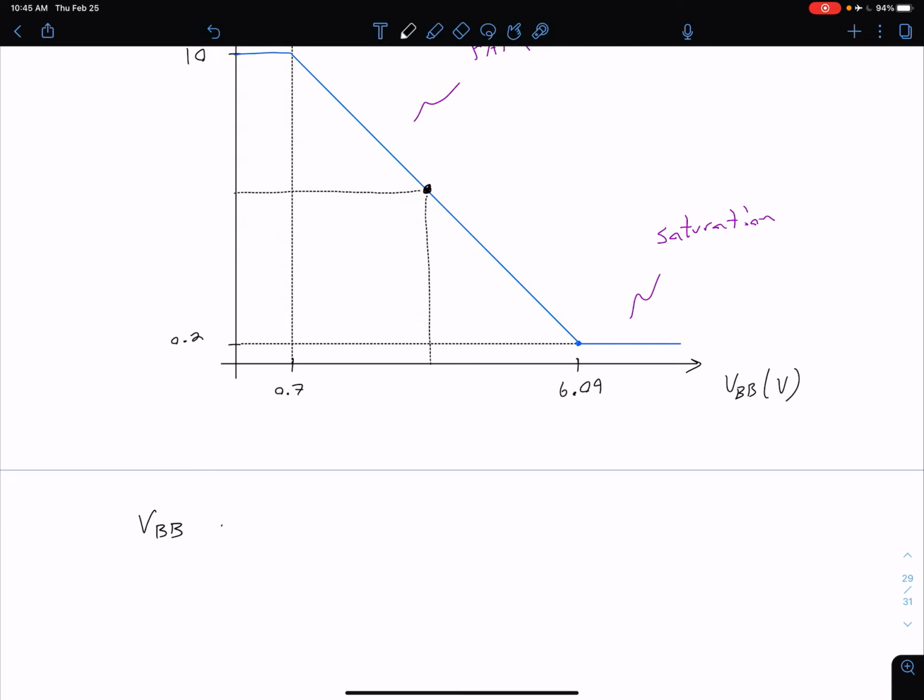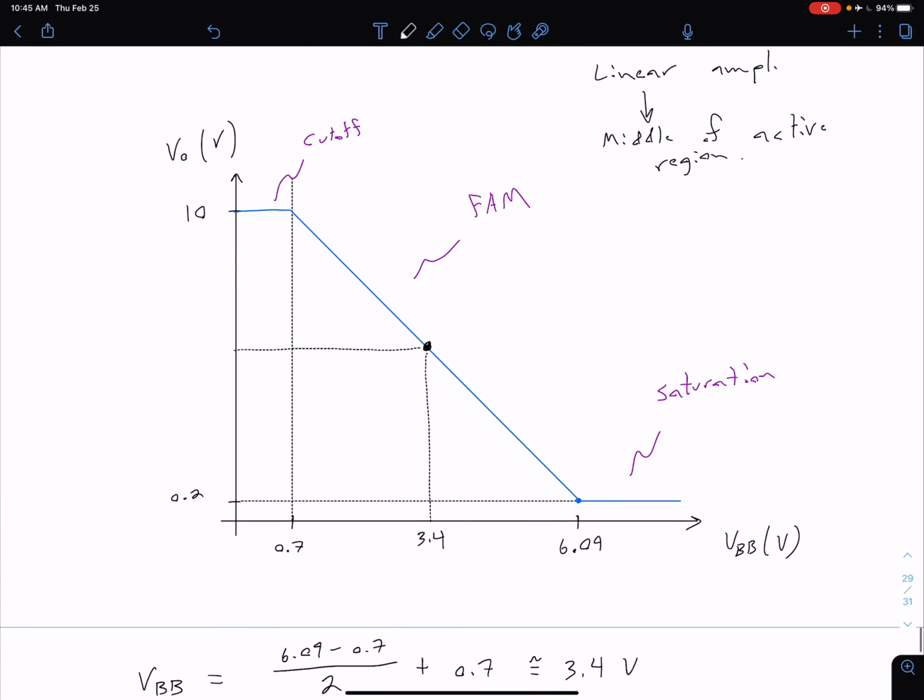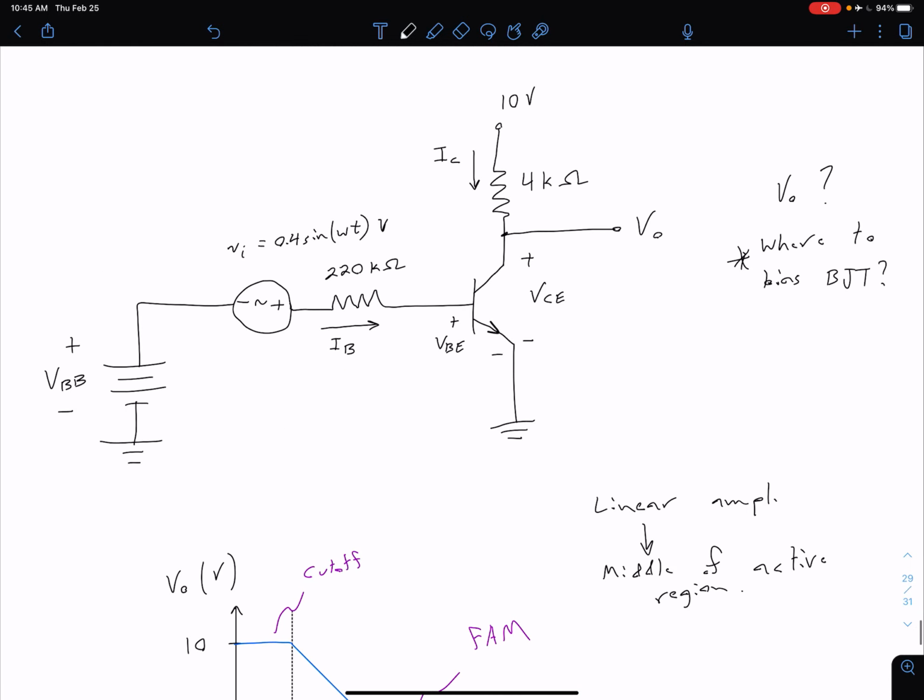So our input voltage, or our V_BB rather, is going to be 6.09 minus 0.7, divided by 2, so that's the midway distance between them. But we also have this offset of 0.7, so we have to add 0.7 to that, and we find that it is approximately 3.4 volts. So that would be 3.4 right there. Now, to find our corresponding output voltage, we would come back to our DC circuit.